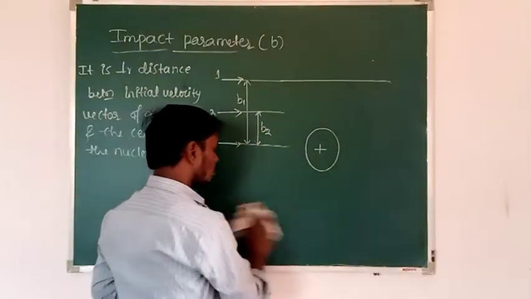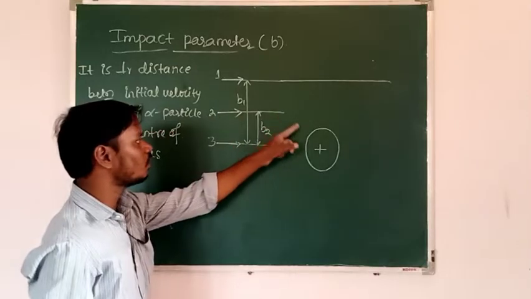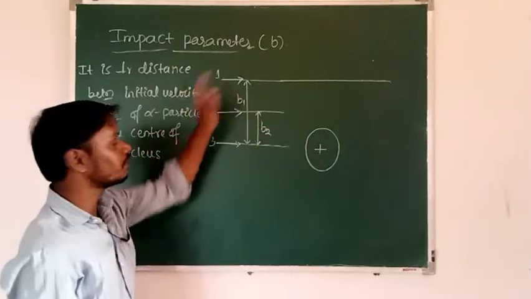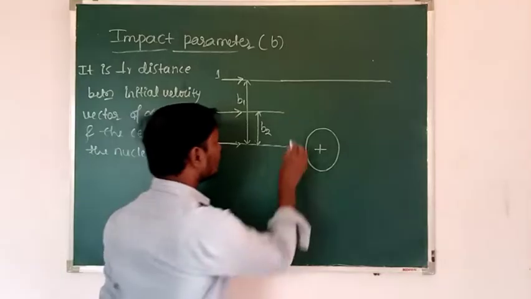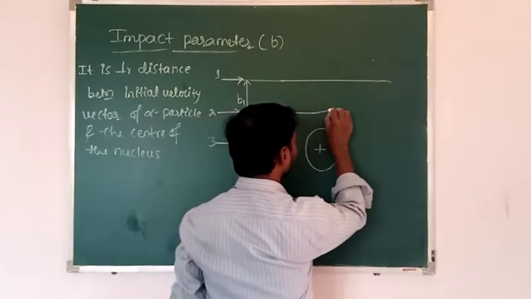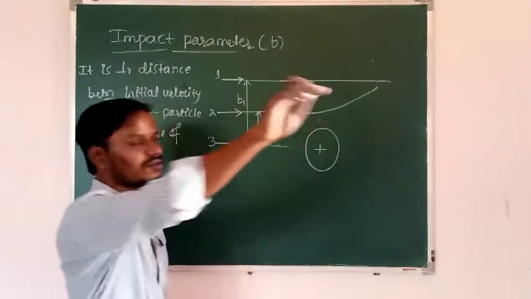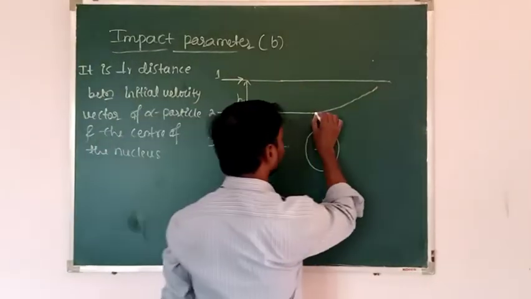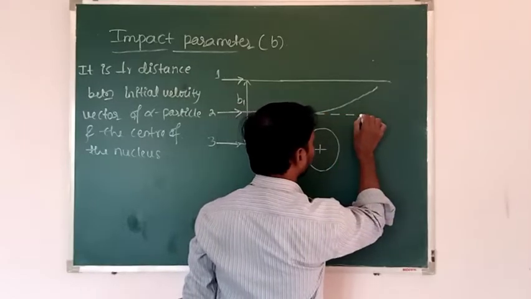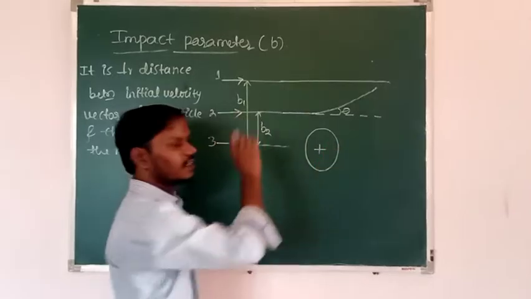Then the second alpha particle. But here, the second alpha particle is somewhat nearer to the nucleus compared to the first alpha particle. Then this alpha particle will experience the repulsive force. Then it will be scattered through an angle theta. This is called scattering angle.